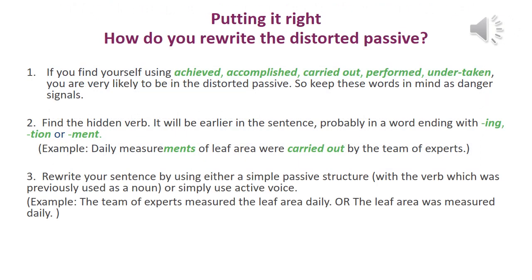So putting it right, how do you rewrite the distorted passive? If you find yourself using achieved, accomplished, carried out, performed, undertaken, you are very likely to be in the distorted passive. So keep these words in mind as danger signals. Find the hidden verb. It will be earlier in the sentence, probably in a word ending with -ing, -tion, or -ment. Example: daily measurements of leaf area were carried out by the team of experts.